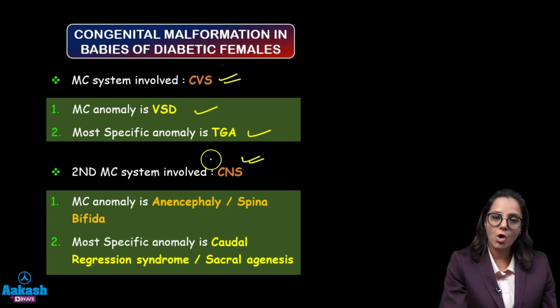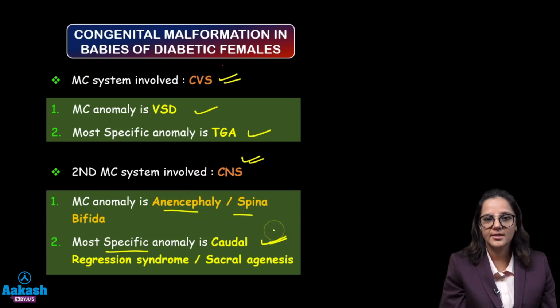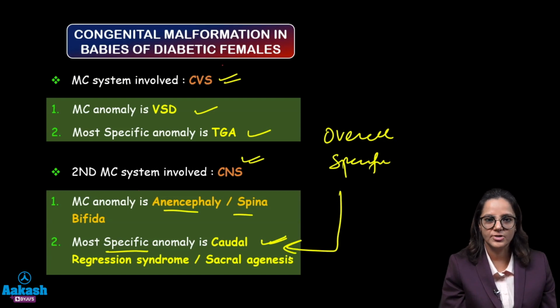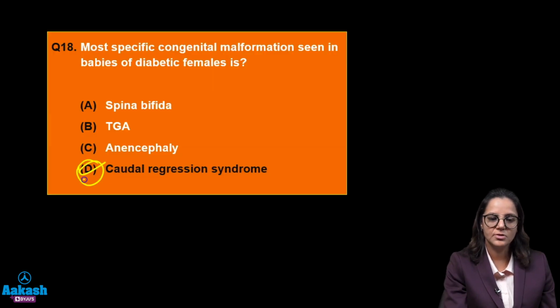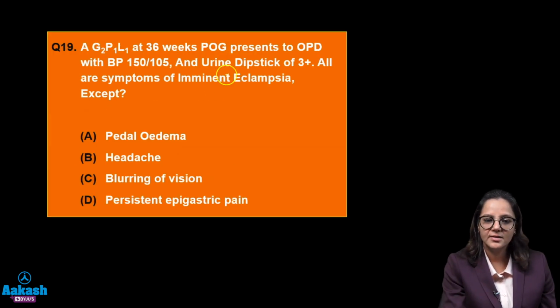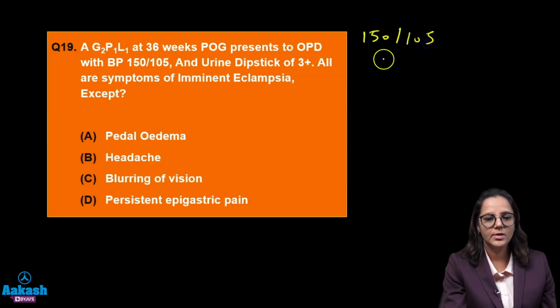Here the most common anomaly is anencephaly or spina bifida, and the most specific is caudal regression syndrome or sacral agenesis. If they were to ask what is the overall most specific, then overall also the most specific is caudal regression syndrome. So coming back to the question, this is going to be your option. A second gravid at 36 weeks presents to OPD with blood pressure 150 by 105. Urine dipstick 3+, which means she is preeclamptic. All are symptoms of imminent eclampsia except.